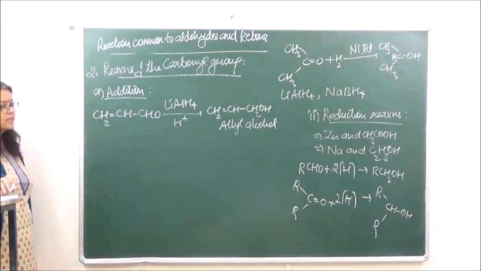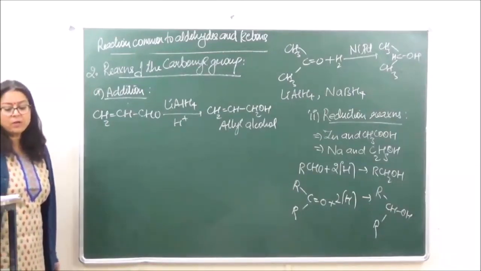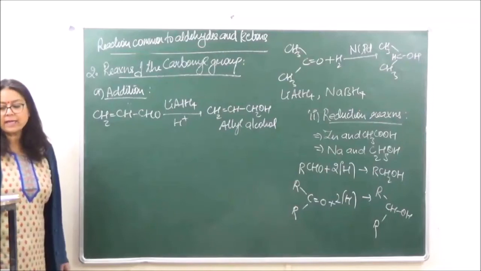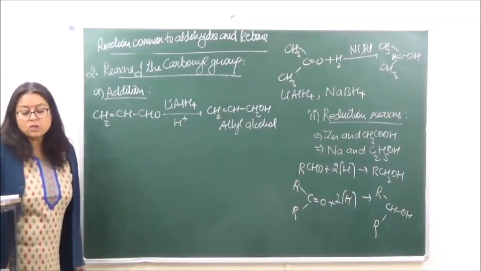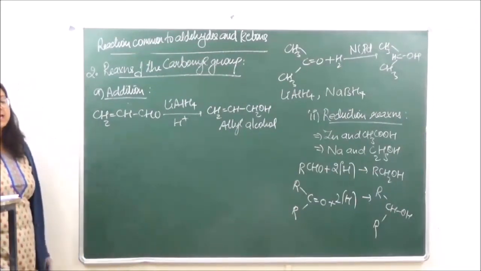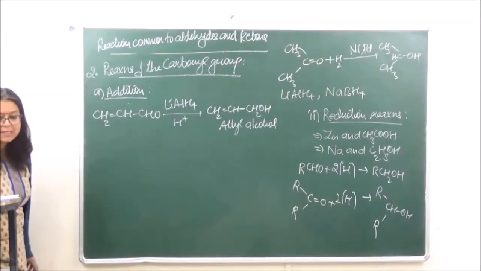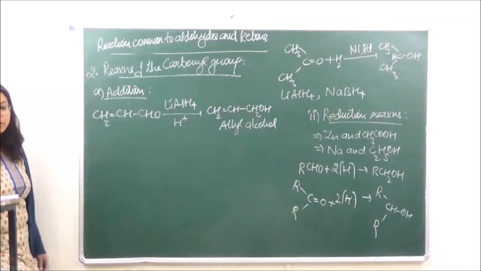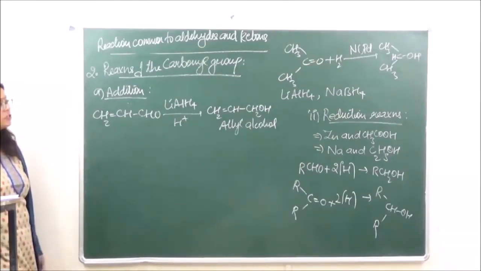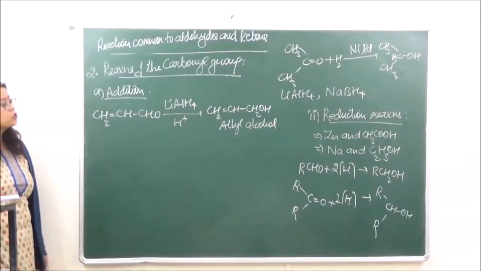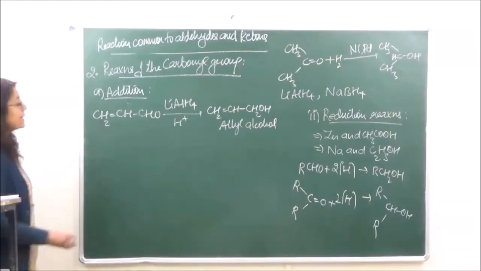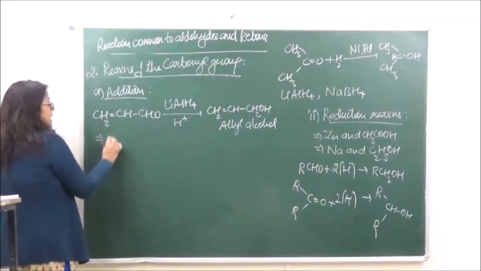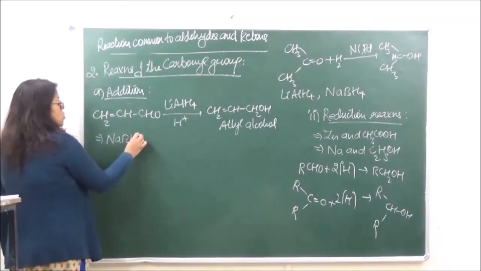Okay, is it clear? So if you're using lithium aluminum hydride, the double bond is going to remain as it is. So unsaturated aldehydes can be reduced to unsaturated alcohols without affecting the double bond in presence of reducing agents like lithium aluminum hydride and dry ether, or sodium borohydride in alcohol. That is another reducing agent which we can use over here.